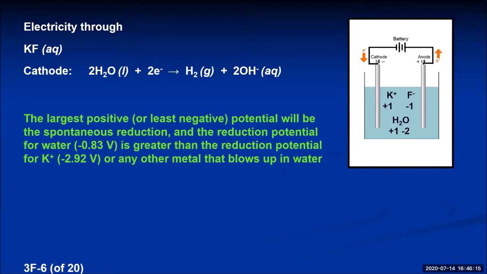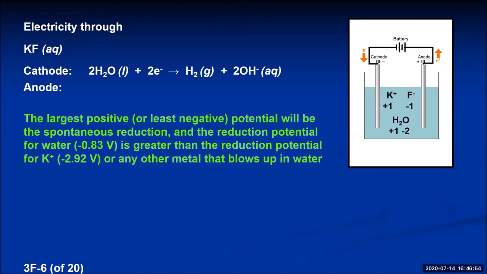So again, why did this happen? It's always because the largest positive or the least negative potential will be the spontaneous reduction. And the reduction potential for water we saw before was -0.83 volts. Well, that's greater than the reduction potential for a potassium ion, which is -2.92 volts, or actually, water is greater than any other metal that would blow up in water. So if you know that exception, it's always going to be the case that when you have an alkali metal or calcium, strontium, barium, or radium as the cation in your dissolved salt, it will not be reduced. The hydrogen in water will be reduced instead.